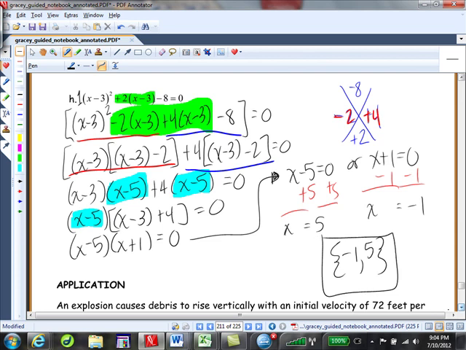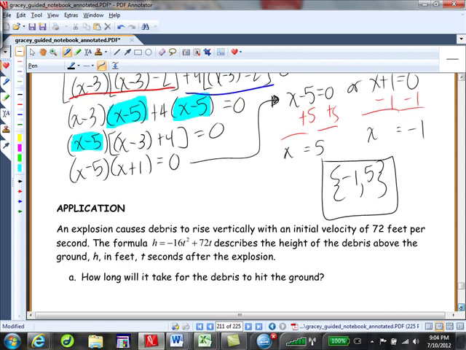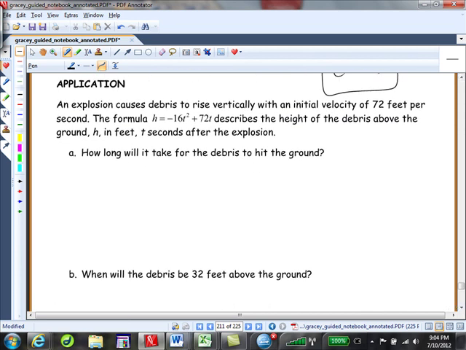Okay, so here we go with our application. An explosion causes debris to rise vertically with an initial velocity of 72 feet per second. The formula h equals negative 16 times t squared plus 72t describes the height of the debris above the ground, h in feet, t seconds after the explosion. How long will it take for the debris to hit the ground? So the ground is at height equals 0.